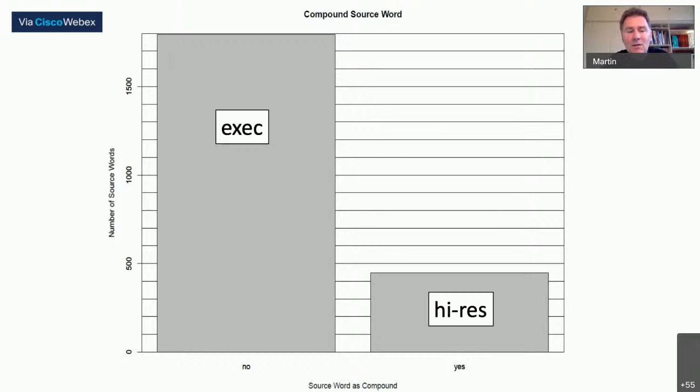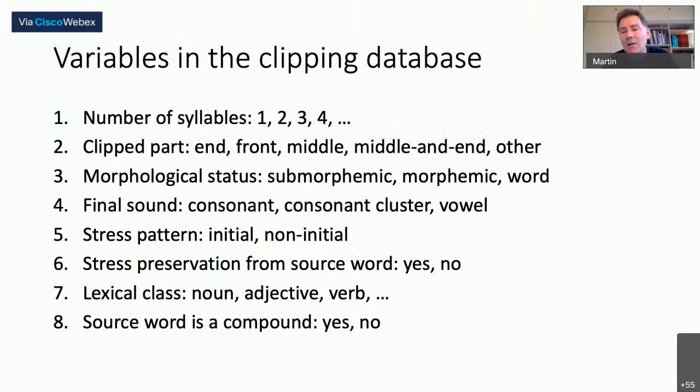So let me briefly recapitulate what I've been going over so far. I've presented to you 8 variables that we have annotated in the clipping database. These variables capture segmental and suprasegmental phonological characteristics. They capture aspects of morphology, and they capture information on word classes. And as such, they allow us to characterize our clippings in very precise terms. So we have the number of syllables, the clipped part at the end, the front, the middle.